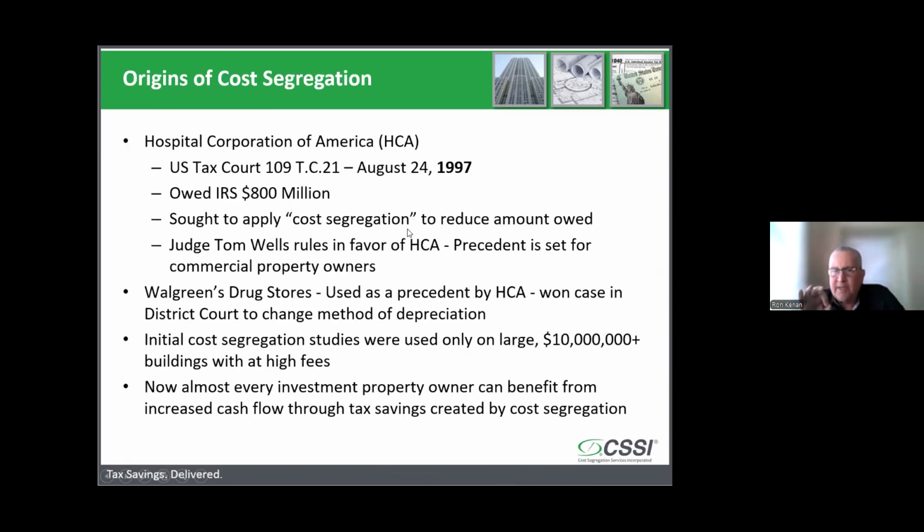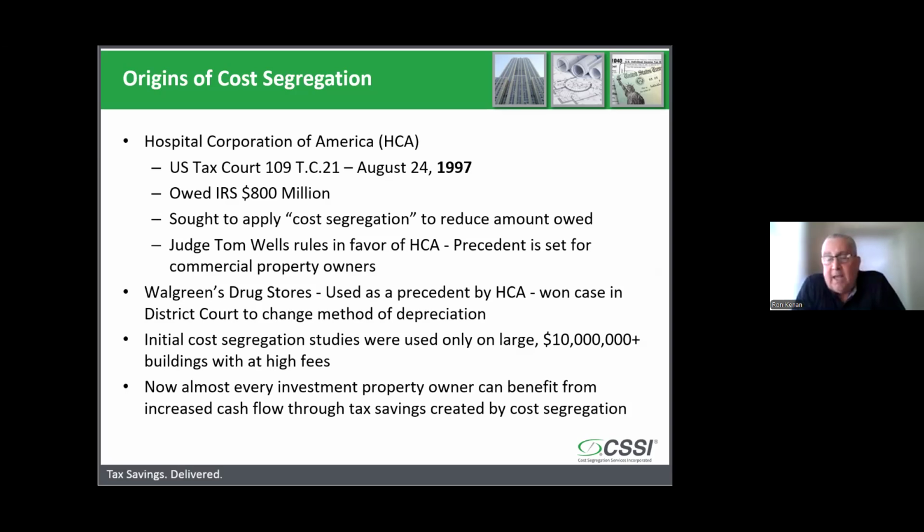Just a little bit of history. This process started in a lawsuit that was filed against the IRS, believe it or not, by Hospital Corporation of America. They had a debt of about $800 million to the IRS. It's important to know the history because you'll understand why this thing has actually come alive.